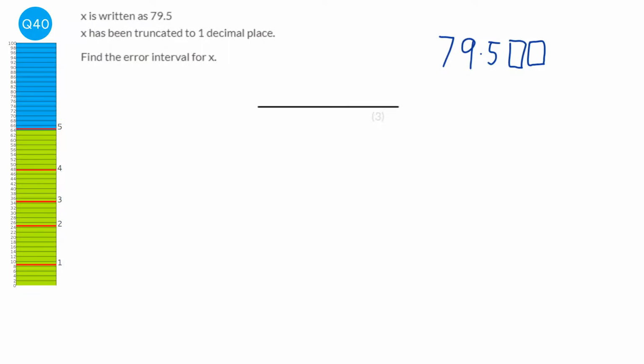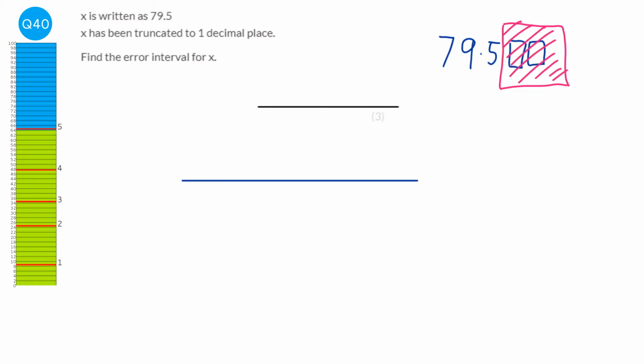So if we imagine this is our number, we just cut it off. So it's not the same as rounding. We just don't change this digit at all. We just cut off the remaining digits. So the smallest number it could be before it was cut off is 79.500000. The largest number it could have been, well, it could have been 79.5999, etc. So that's the largest it could have been.